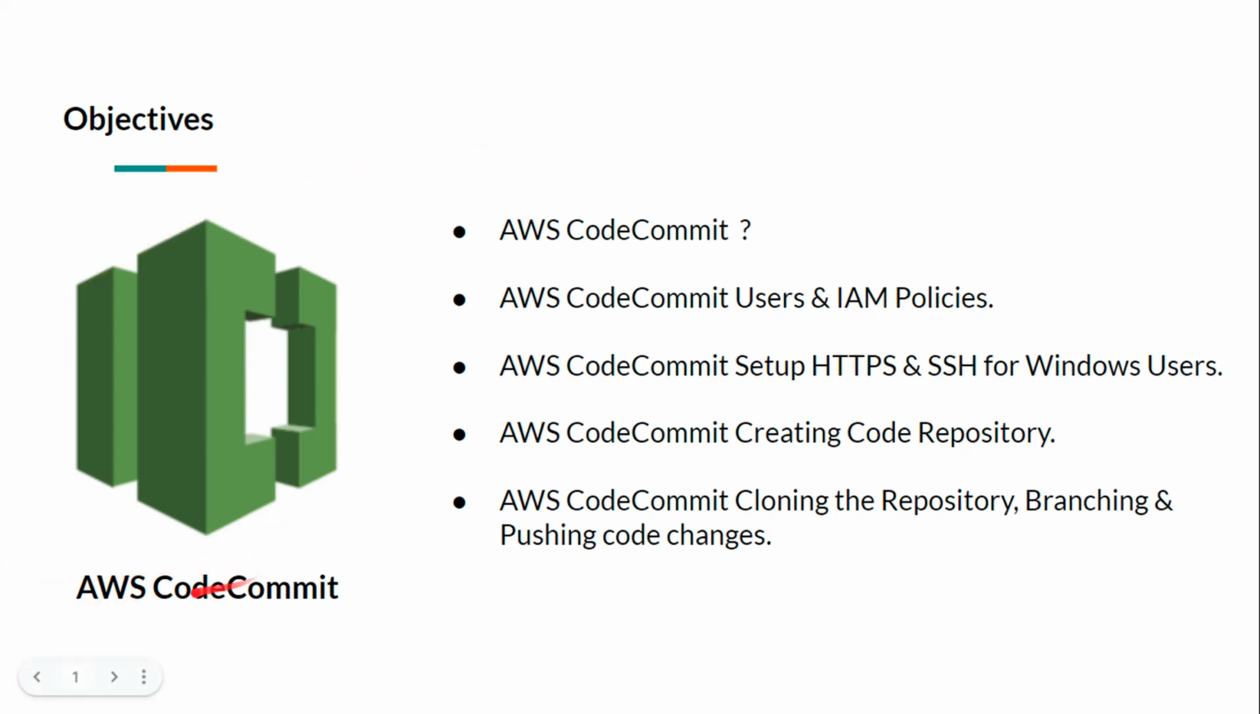Today we are going to talk about AWS Code Commit Service. We will learn about AWS Code Commit users and IAM policies. We will create some IAM users with different AWS Code Commit policies, and then we will set up HTTPS and SSH connection for those newly created IAM users. We will create a code repository using AWS Code Commit Service using an IAM admin user which we create for AWS Code Commit Service. And at last, we will clone the repository and create a branch or the master branch and push our code changes.